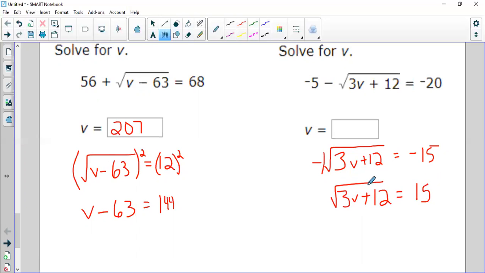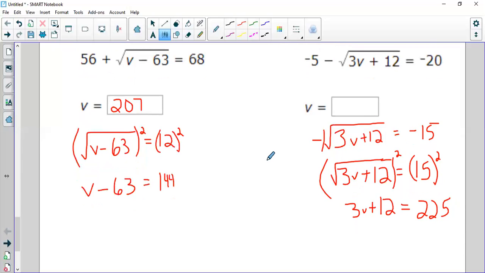And now I'm ready to square both sides because my radical is isolated. This 3v plus 12 is all inside the radical. So go ahead and square this side and square this side. And 3v plus 12. Notice that my radicand didn't change. The square just eliminated the radical. It didn't change what was inside. Is equal to 15 squared, which is 225.